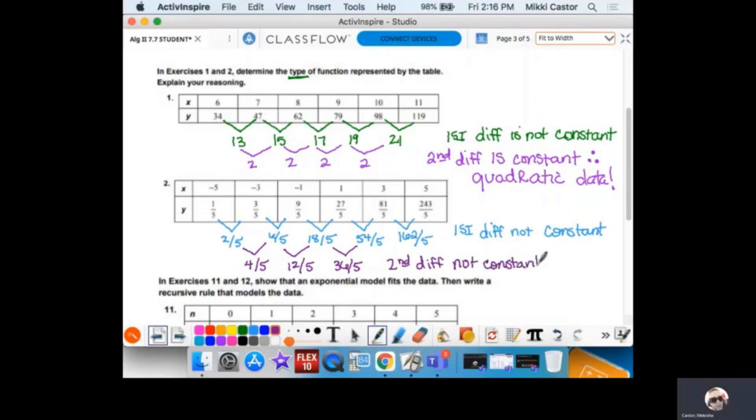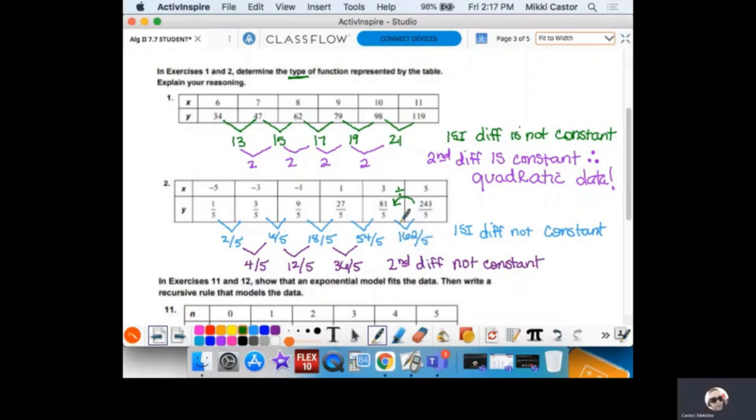So that means it must be what? Exponential. It's not linear, it's not quadratic, so it must be exponential. Now here's the way we can show that it's exponential. You're going to start with this last number right here, and you're going to divide by the number that's in front of it. So 243 fifths divided by 81 fifths. Alpha y equals will get you a fraction box. So in your calculator, do 243 fifths divided by 81 fifths.